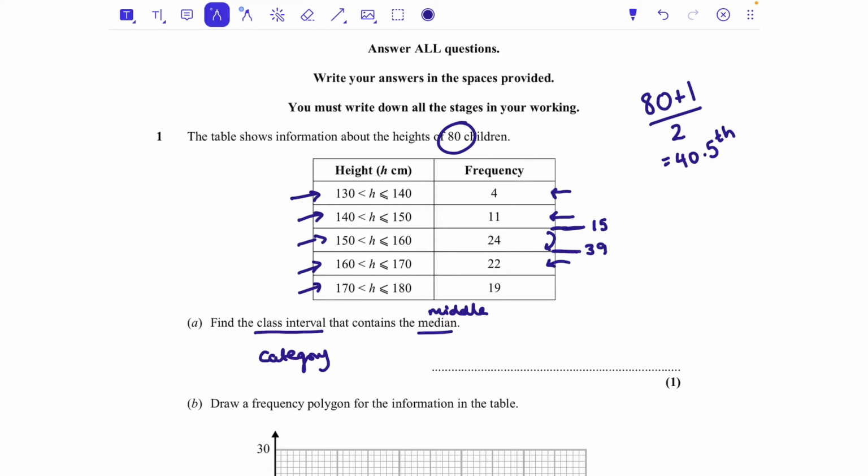So both the 40th child and the 41st child, and a few more children, 22 of them to be exact, are in that next category. So the category that has the median child in it, the middle child, is in the category 160 to 170.